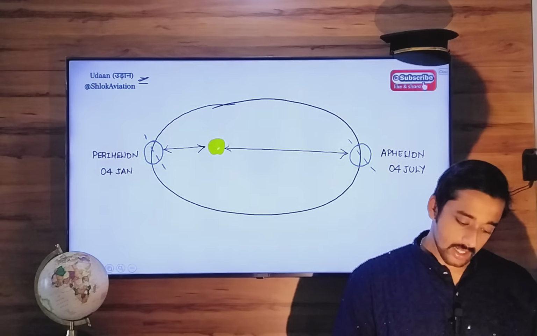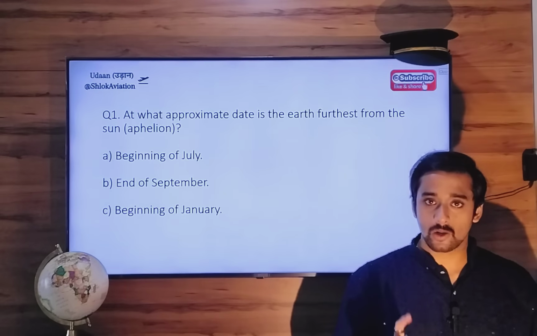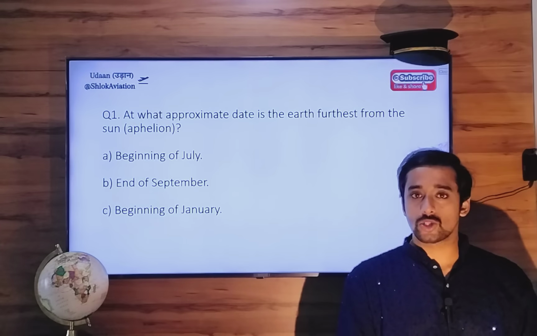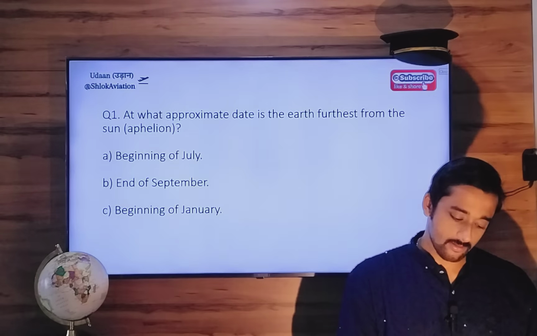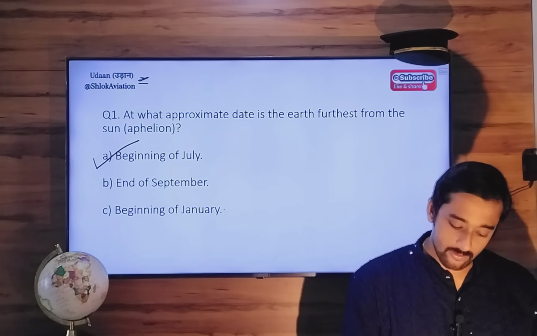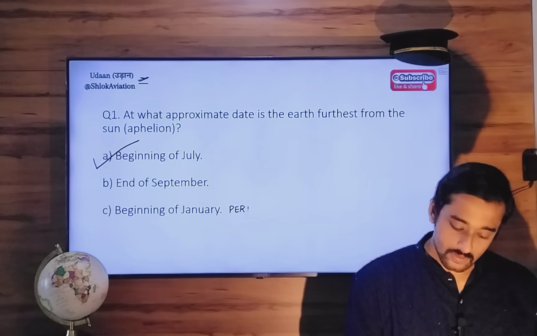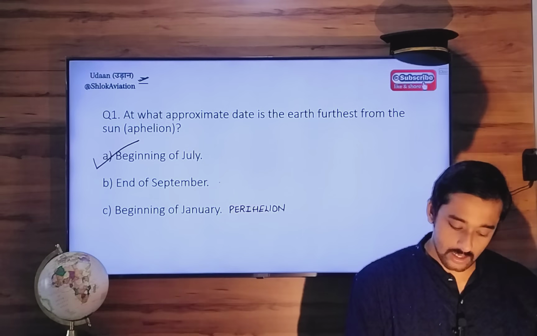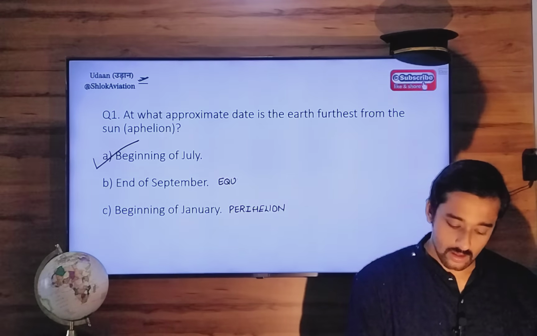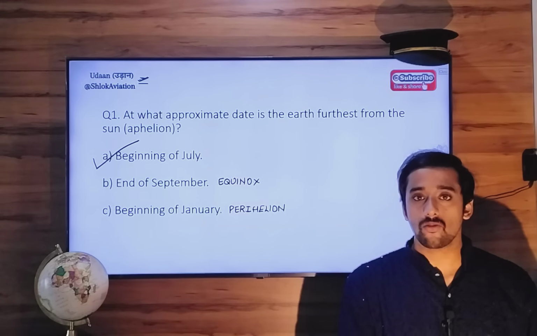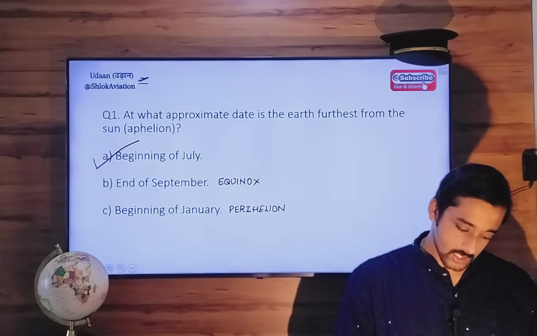Okay. So the correct answer here is at what approximate date, not the accurate date, but approximate value. It is beginning of July, 4th July, 3rd, 5th July, whatever. So beginning of July. Beginning of January, you have perihelion. End of September, you have equinox. In the month of September, month end, you have autumn equinox.